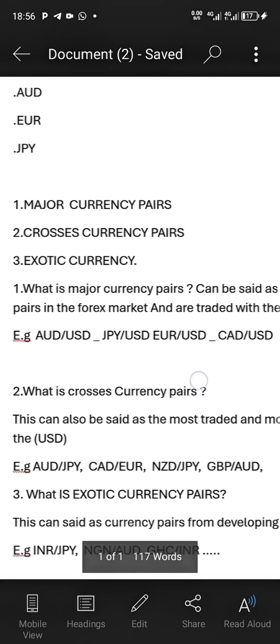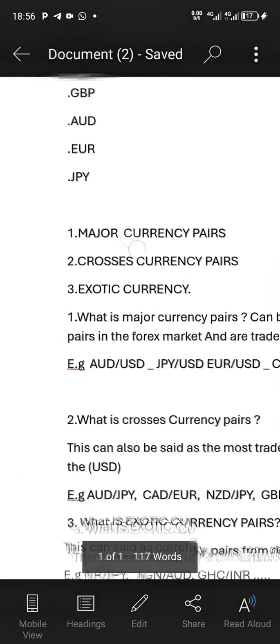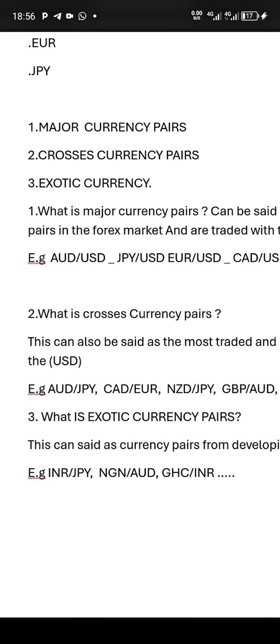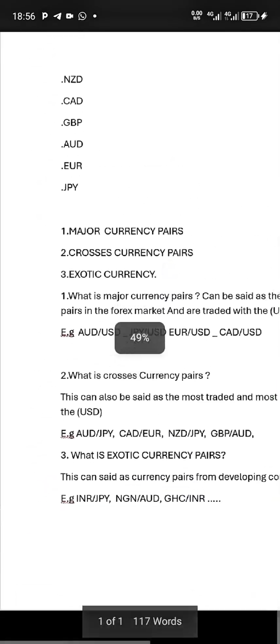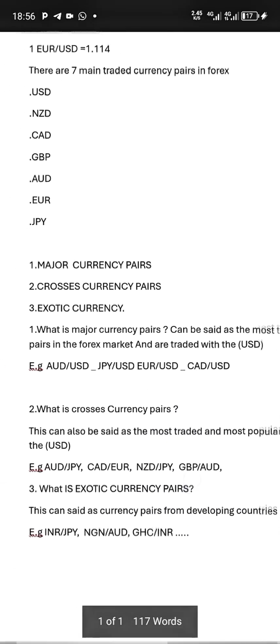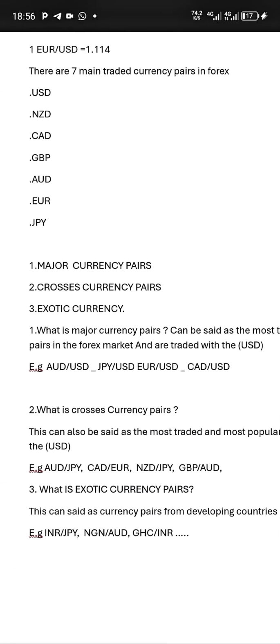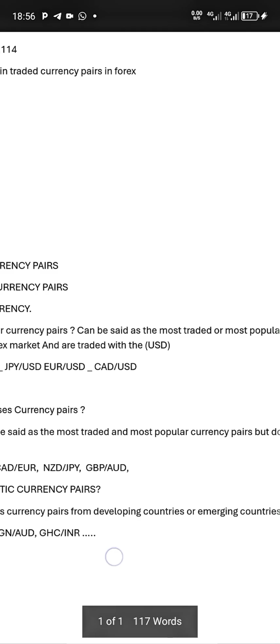So as a trader, you have to know this, because these types of currency pairs are what you have to know very strictly as a forex trader in order to be successful in your forex journey. So now diving into the third type, the exotic currency pairs, which can be said to be currency pairs from developing countries or emerging countries.